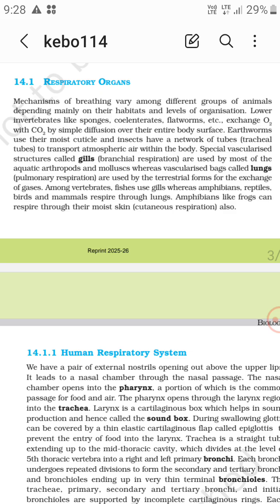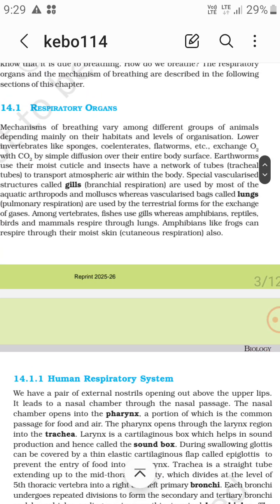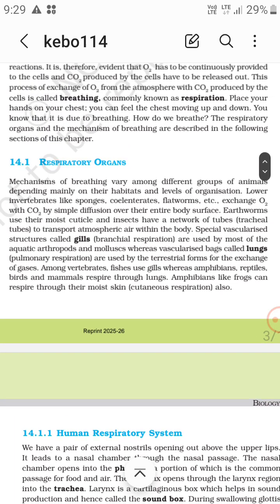So branchial respiration through the gills is shown in aquatic arthropods and mollusks, whereas vascularized bags, lungs, that is pulmonary respiration, are used by terrestrial forms. Among vertebrates, fishes use gills, whereas amphibians, reptiles, birds and mammals respire through lungs. And amphibians like frogs can respire through their moist skin, that is cutaneous respiration, also. So this is all.